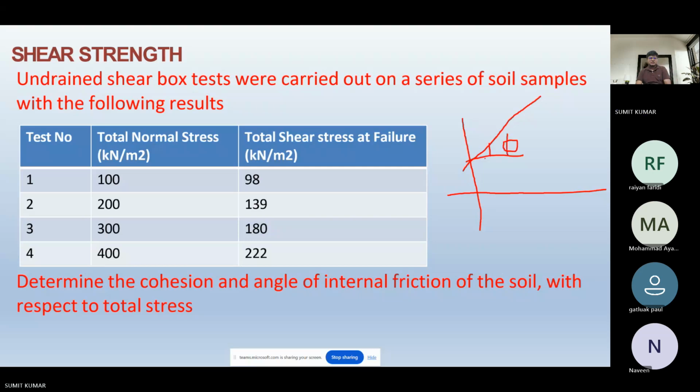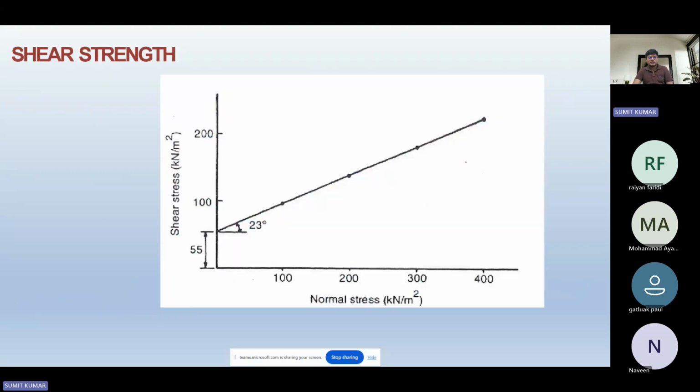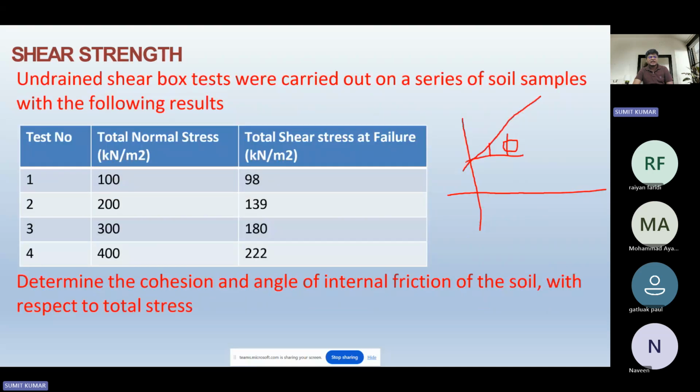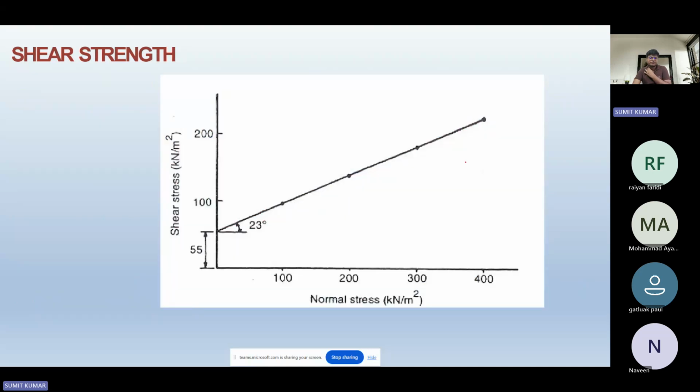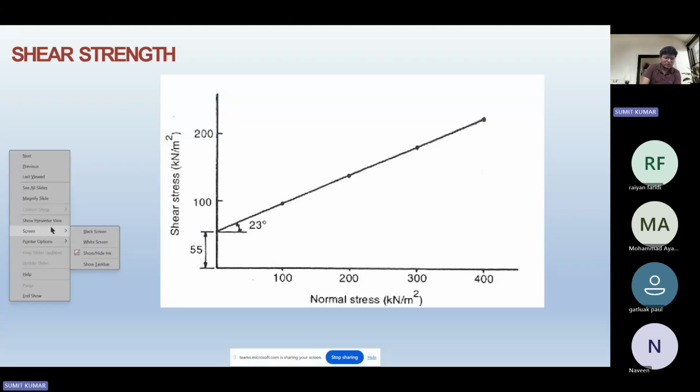The solution is also kept on the next slide, so we will see accordingly. Observe that first of all take the point 100 kilonewton per meter square and 98 kilonewton per meter square. So on the x-axis the value should be 100, and the corresponding value on the y-axis is 98. Now let's see the figure. Here you can see that at x of 100, y is 98. Subsequently at an x value of 200, the y value comes out to be 139, and so on. This graph does not always come exactly in a straight line, but you plot the best fit line depending upon the normal stress and shear stress values, and the intercept on the y-axis is as shown here.